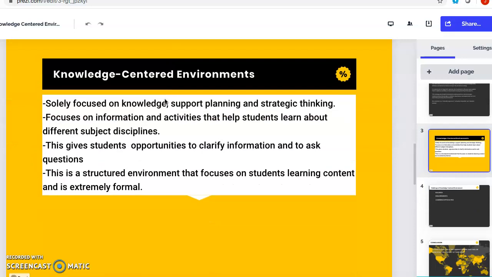And then knowledge-centered environments, they're focused on knowledge, supporting the plan, and strategic thinking. So this is more mathematical, and it has information activities that help students learn about different disciplines and different subjects, to learn about not just math, but all the different disciplines that are within math. In addition, it really gives the students an opportunity to learn, to ask questions, to gain clarity, because we know as teachers, there's a lot of times we may explain something that we think is easy to understand, but for the students, it's hard to understand. So this gives them the opportunity in this space to do that.